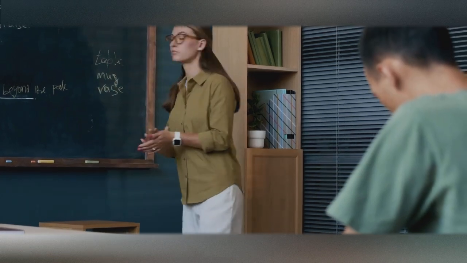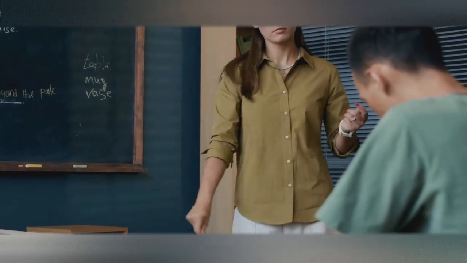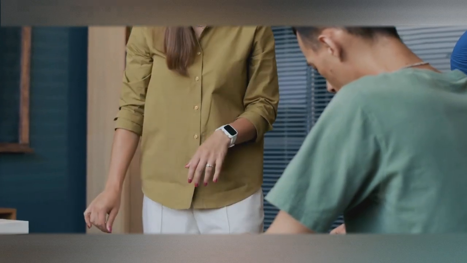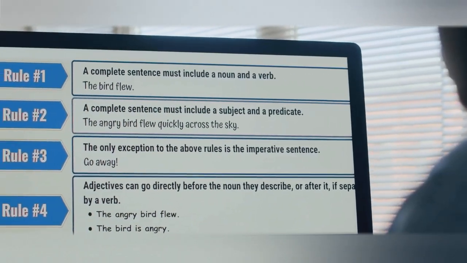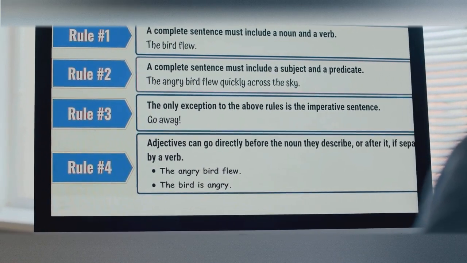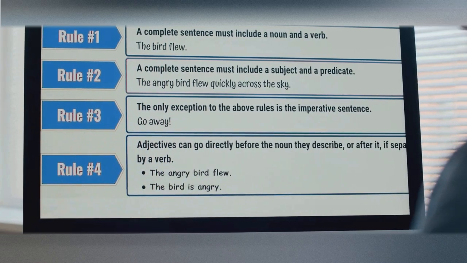Adjective clauses, also known as relative clauses, are fascinating components of English grammar that add depth and detail to our sentences. Think of them as the descriptive sidekicks of nouns. Just like adjectives, adjective clauses modify nouns or pronouns, giving us more information about them.